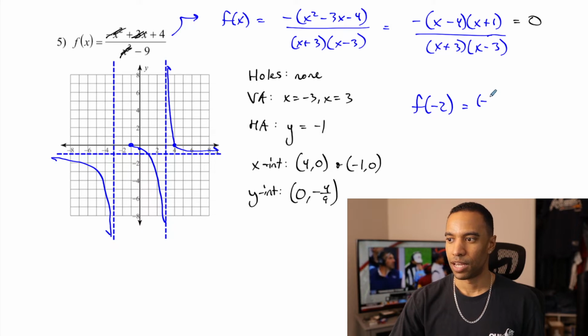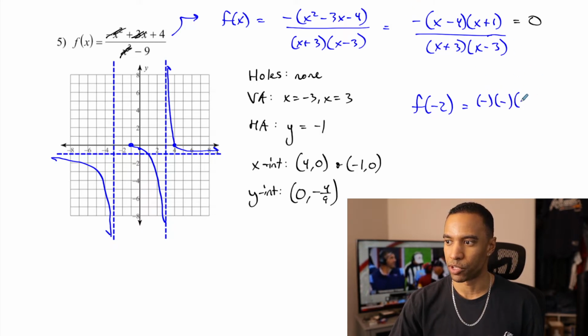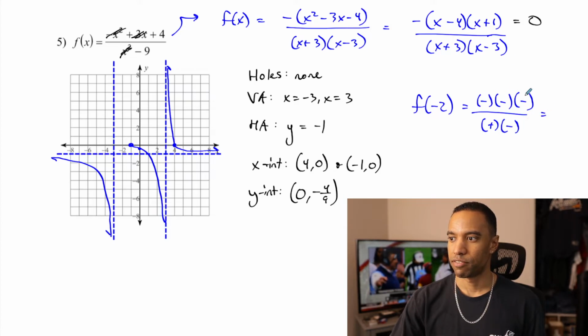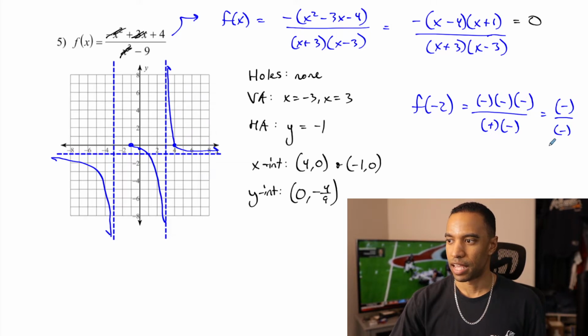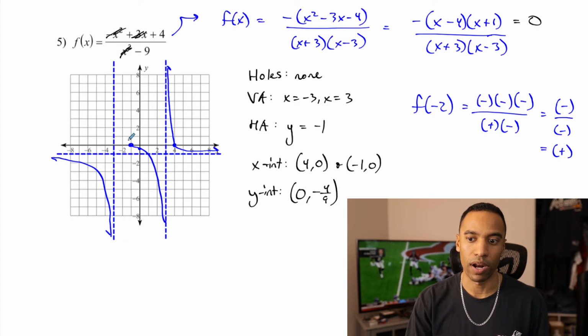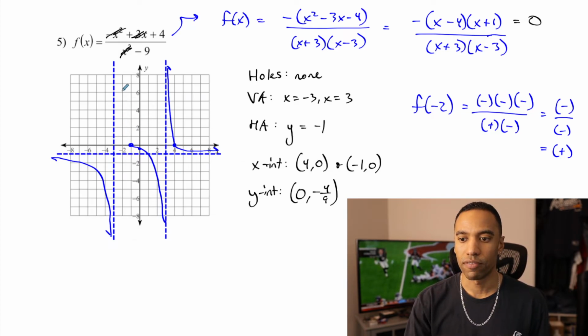So we have a negative times -2 minus 4 is negative, times -2 plus 1 is negative, over -2 plus 3 is positive, times -2 minus 3 is negative. Negative times negative times negative is a negative. Positive times negative is a negative. Negative over negative is a positive. So -2 results in a positive number. Whatever it is, could be a fraction, could be 1, I don't know. Whatever it is, it's a positive number.